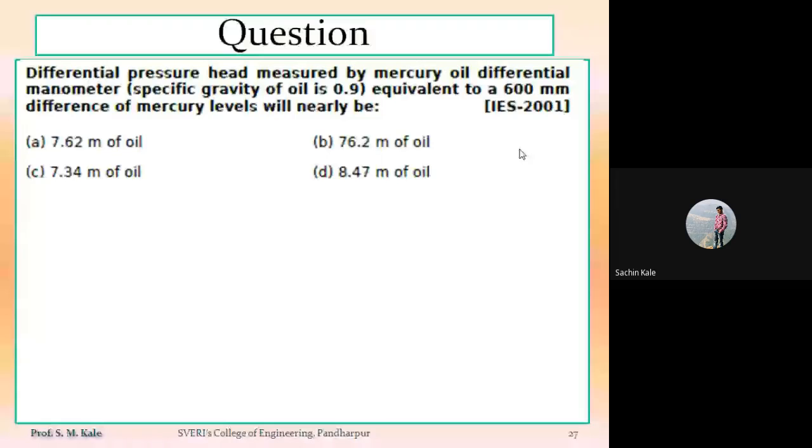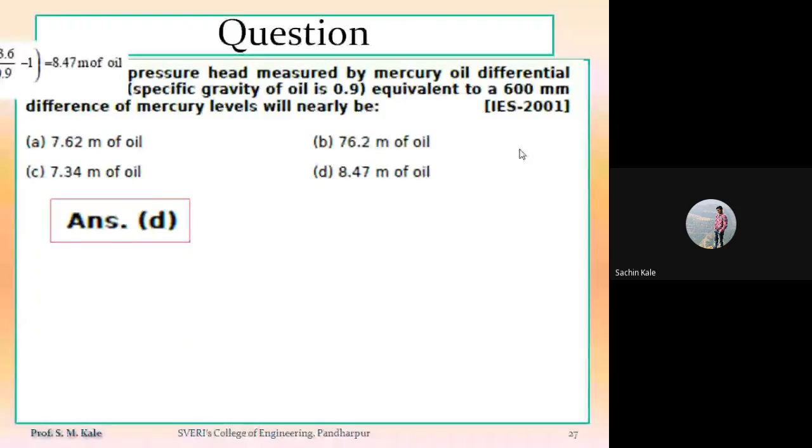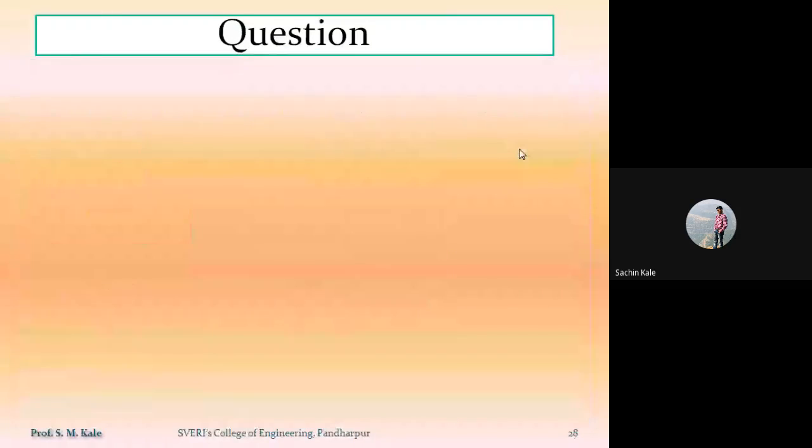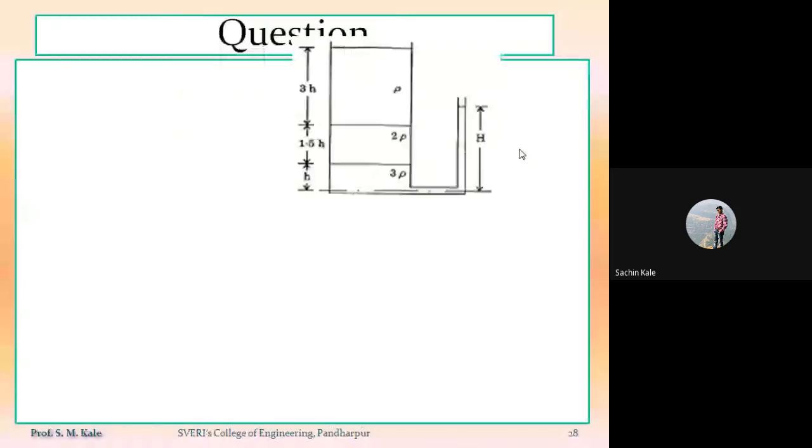Many of you answered D. So the correct answer is D. Next question. So the explanation: H is equal to y into specific gravity of the heavier fluid divided by specific gravity of oil minus 1. Simply put in the values, you will get D as the correct answer. Again, an interesting question.